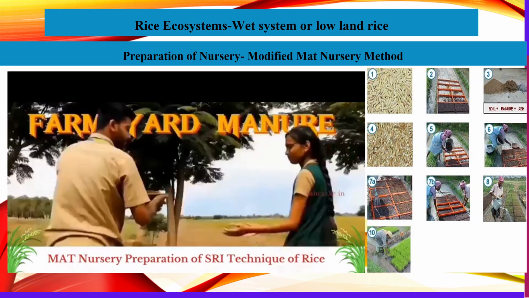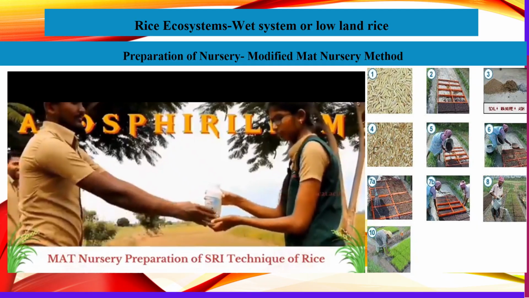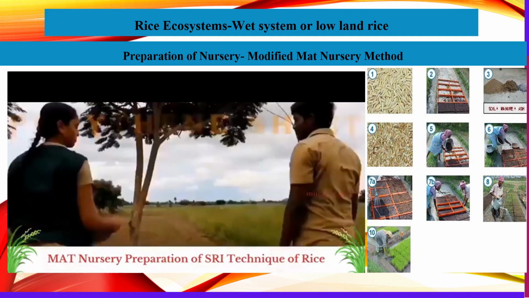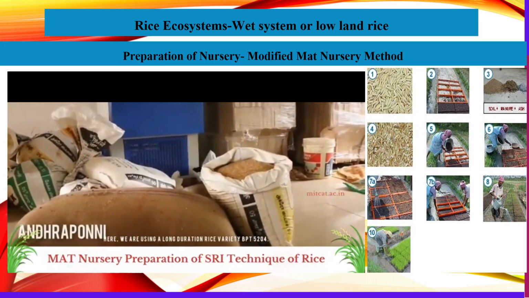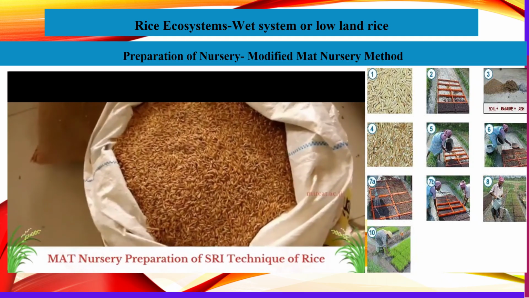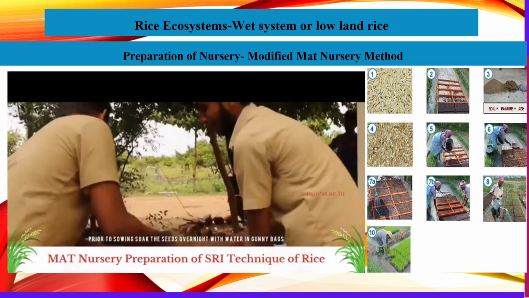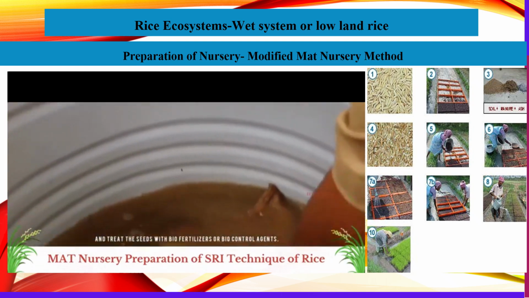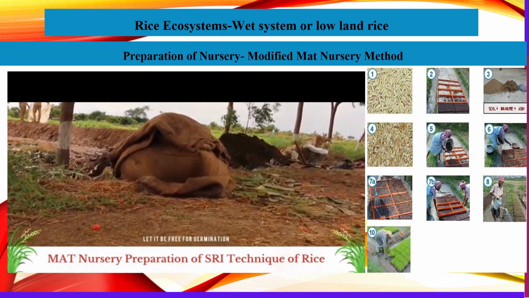Materials required: farmyard manure, vermicompost, azospirillum, paddy straw, banana leaf, polythene sheets, paddy seeds, and wooden frames. Here, we are using a long duration rice variety BPT 5204. Prior to sowing, soak the seeds overnight with water in gunny bags and treat the seeds with biofertilizer or biocontrol agents. Let it be free for germination.